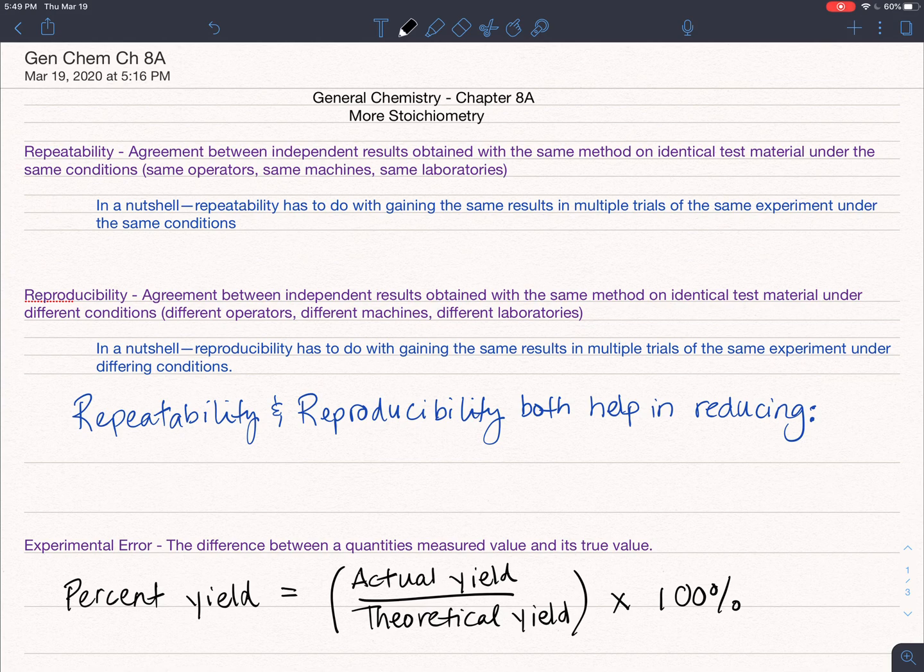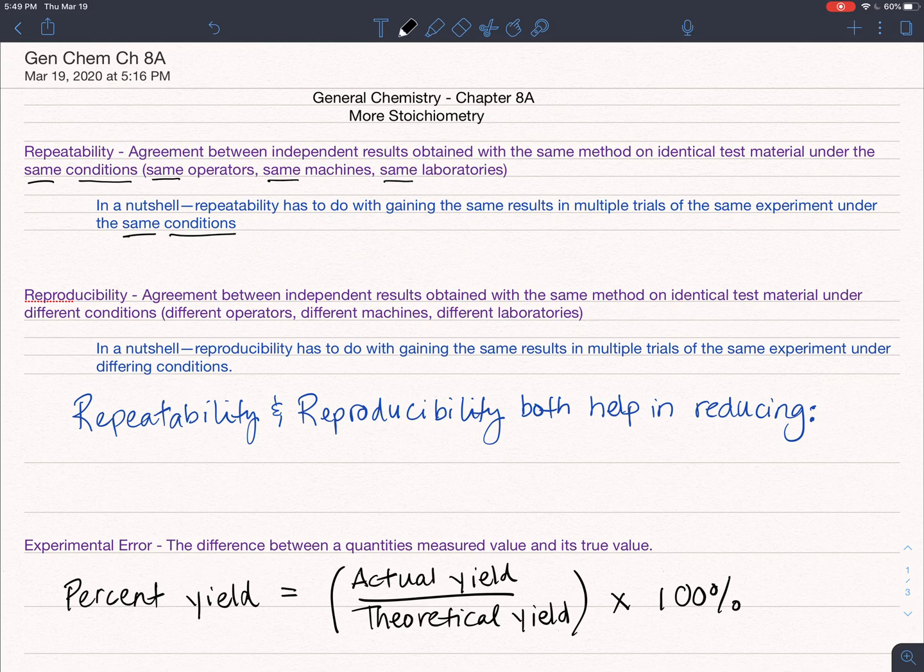One of those terms is repeatability. Repeatability has to do with gaining agreement between independent results obtained with the same method on identical test material under the same conditions. That means we have potentially the same operators, or the same machines, or the same laboratories. In a nutshell, repeatability has to do with gaining the same results in multiple trials of the same experiment, but under the same conditions. Okay?